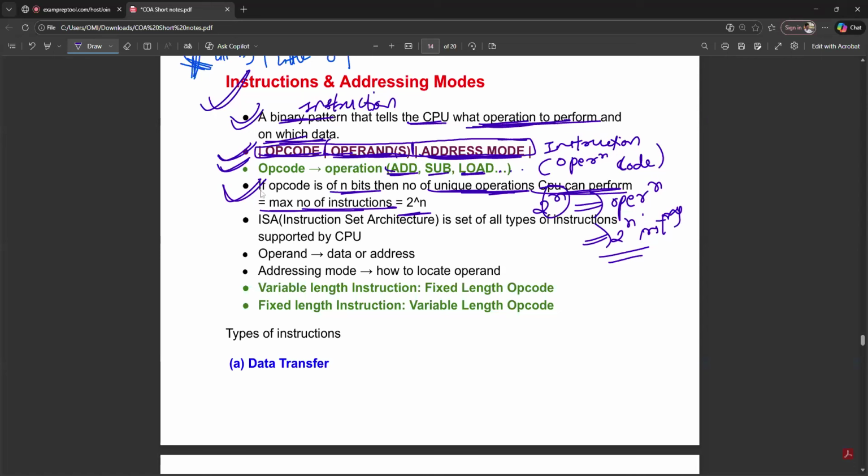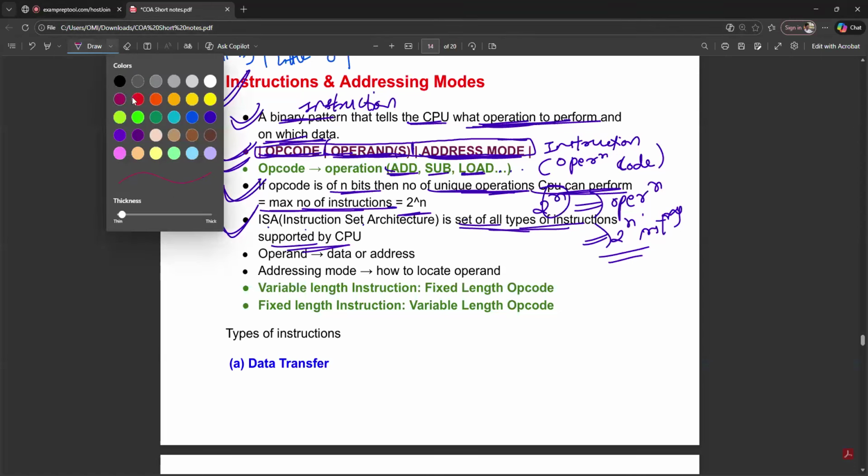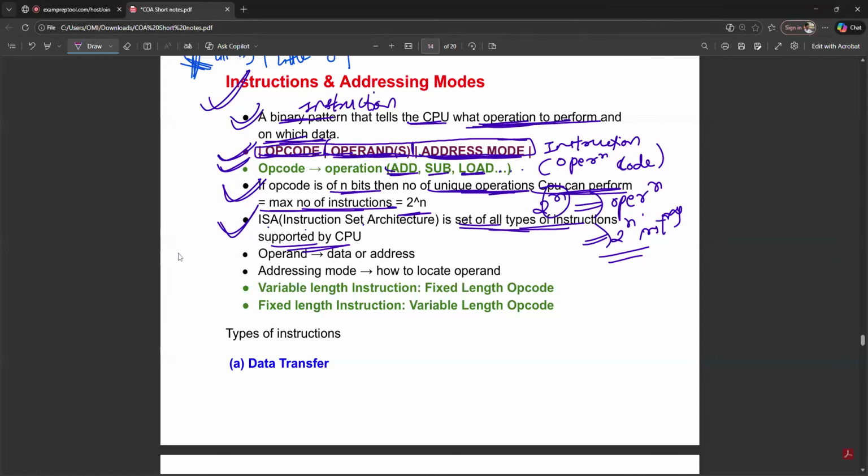Okay. Now, what is the ISA? ISA is instruction set architecture. It is a set of all types of instructions supported by the CPU, right? Your computer architecture also contains an ISA and the CPU doesn't understand anything other than the ISA. Okay, please take care of this. The CPU only understands those instructions which are written in the ISA. Got it?